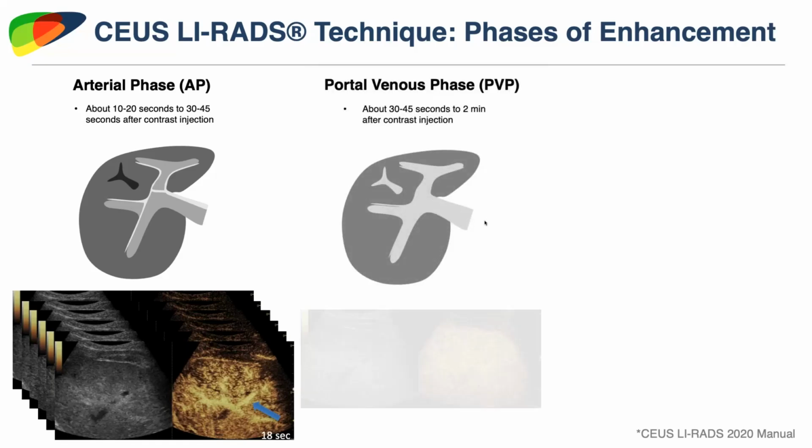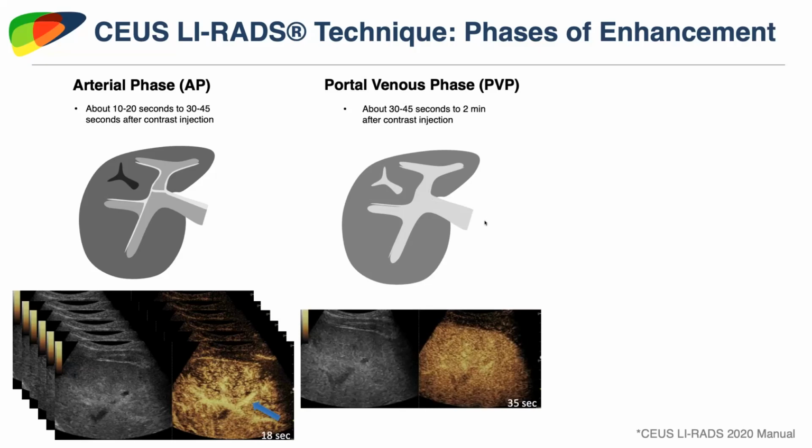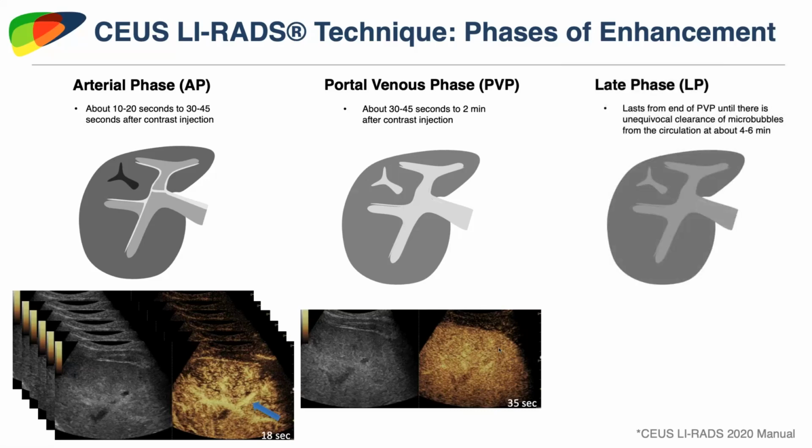Then we have the portal venous phase, lasting from about 30 to 45 seconds to 2 minutes. And this is when the parenchyma is almost homogeneously enhanced. Many of the blood vessels are going to be hyper-enhancing relative to the parenchyma.